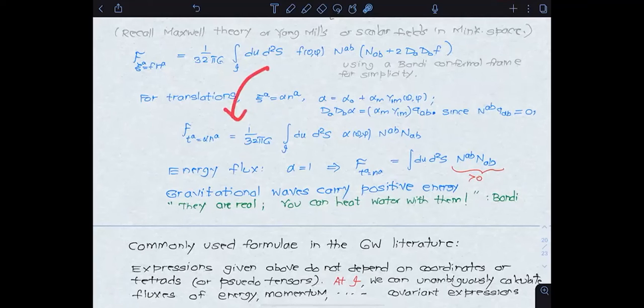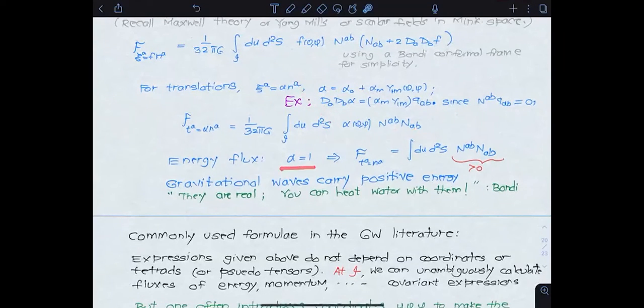So if I go from here to here, some simplification occurs, namely that here I got D_A D_B F, which is a general tensor field. But if these are linear combinations of the Y1m, which are l=1 spherical harmonics, then you can check very easily that this object, D_A D_B of alpha, is in fact proportional to the metric itself. It is something times the metric itself. So this factor is proportional to the metric, but N_AB is trace-free. So N^AB times this factor goes away. Therefore, the second term just goes away in the case of translations, and you just obtain alpha. Instead of F, I get alpha times N_AB. So to get energy flux, you set alpha equal to 1.